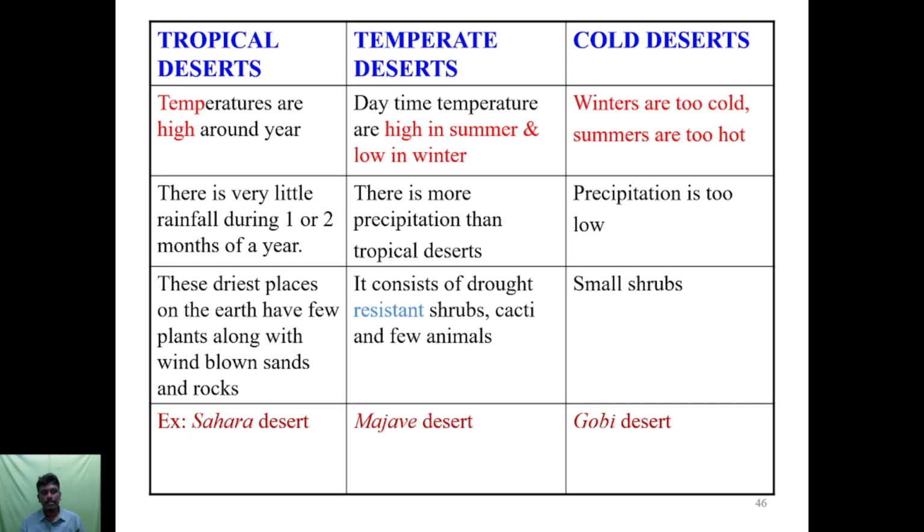Then in tropical deserts, these driest places on the earth have few plants along with wind-blown sands and rocks. Temperate deserts consist of drought-resistant shrubs, cacti and few animals. In cold deserts, small shrubs. Example for tropical deserts: Sahara Desert, temperate deserts, Mojave Desert, cold deserts, Gobi Desert.